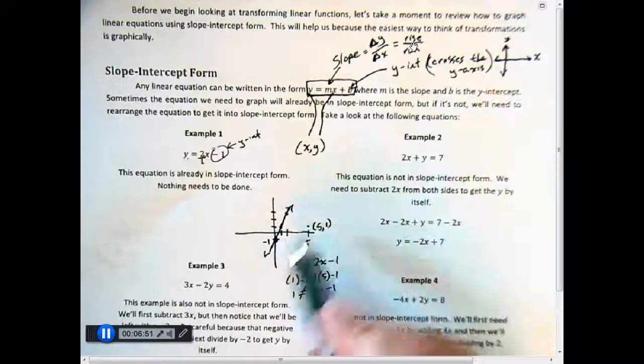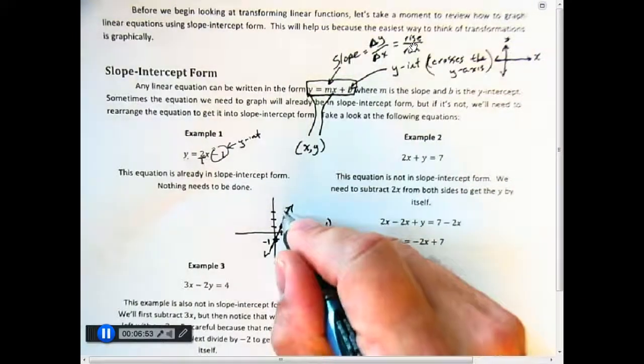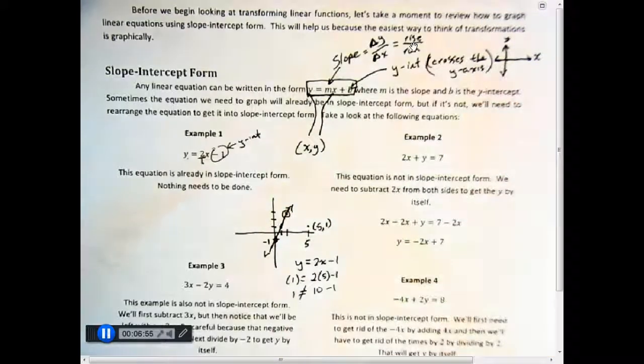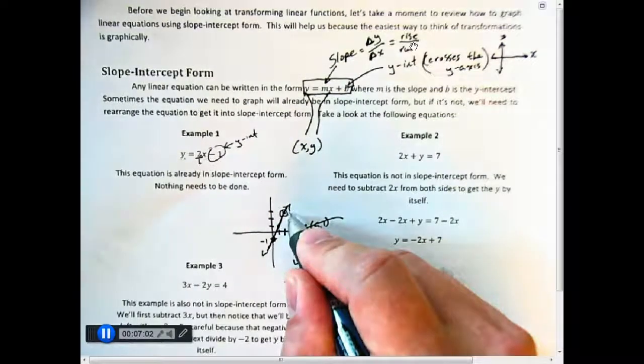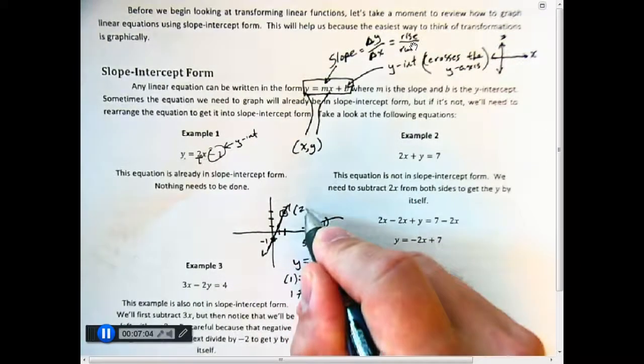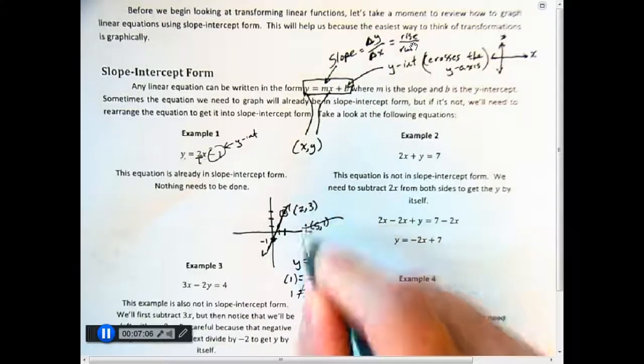Okay, now we just used rise and run to find that point. What is that coordinate? By the way, this means this one doesn't work. What's this coordinate? The ordered pair 2, 3. 2, 3. Okay. So 2, 3.